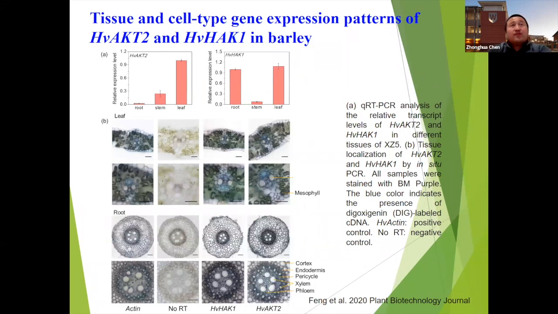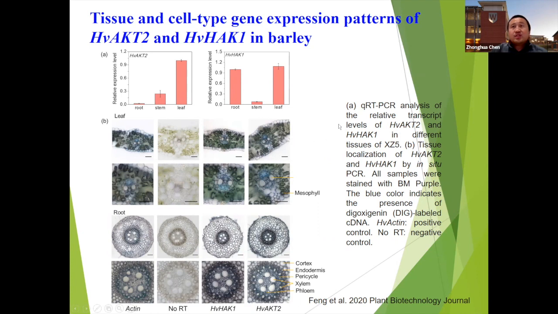So we first tested the relative expression of the two genes. AKT2 is obviously highly expressed in leaf as compared to root and stem, and HvAKT1, the high affinity potassium channel, is expressed highly in both leaf and root, slightly higher in leaf.